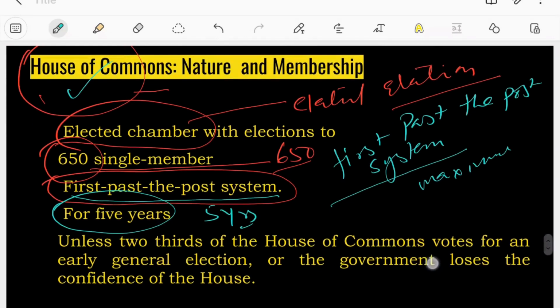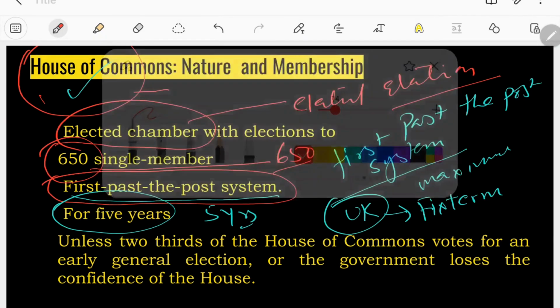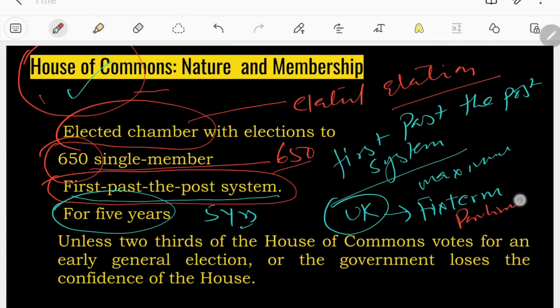And now you all know that recently the UK Parliament has passed a legislation that is called as a Fixed Term Parliament Act. Through that they have made very clearly that once an election took place, then another election for the House of Commons will happen only after the 5 years. So that is the way they have made a provision.